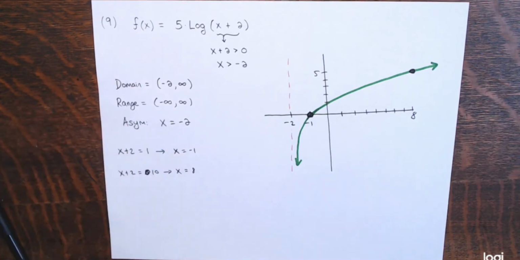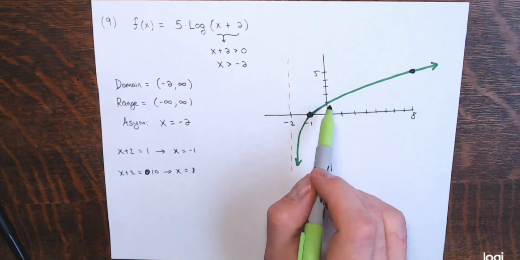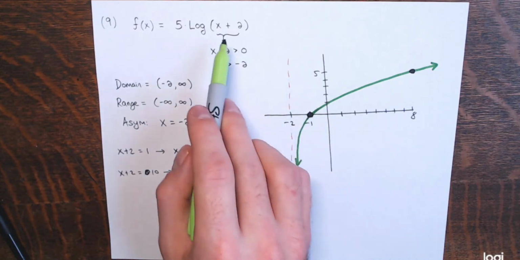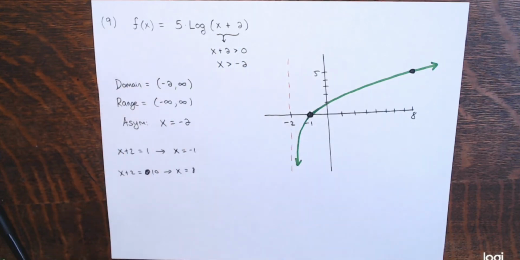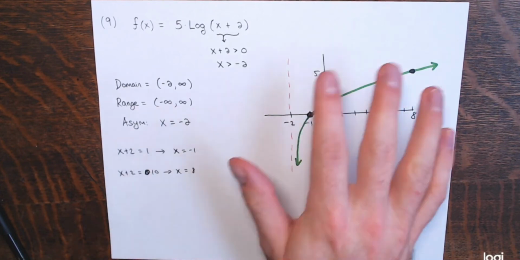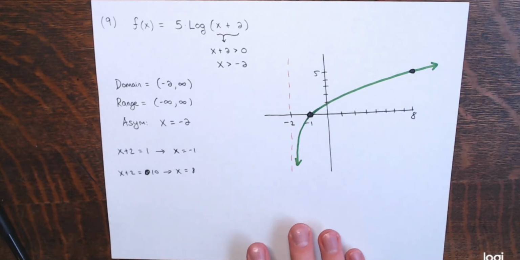Again, something of that shape. Might not be perfect. Right? Now, where does it cross the y-axis? You plug in 0 for x. Whatever the log of 2 times 5 is, right? 5 times the log of 2. But you'd have to punch a calculator in there for that. I don't know that off the top of my head. But this is all I'm doing. Just graphing 2 points and an asymptote.